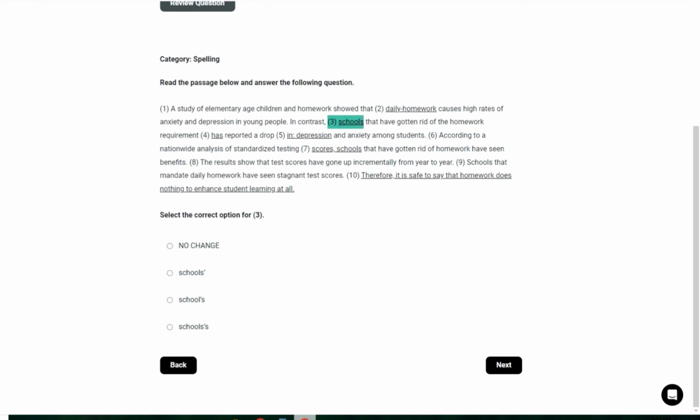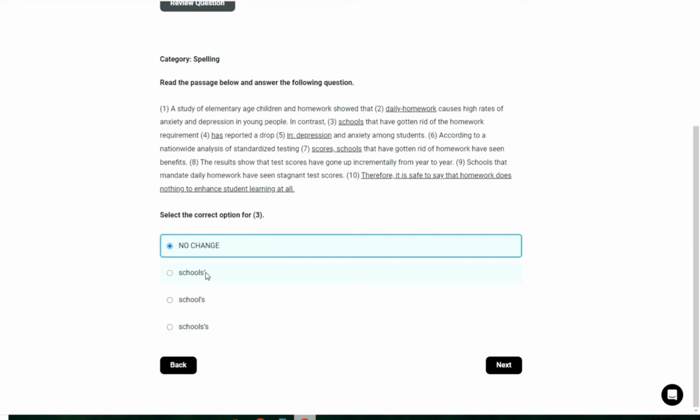All right, get right back into it. Initially, right away, if you're just comfortable with how this looks, I thought, okay, schools that have gotten rid of the homework, it's not really being possessive, it's not owning anything. Right away, I picked no change. I think that it makes a lot of sense, but let's go through it.